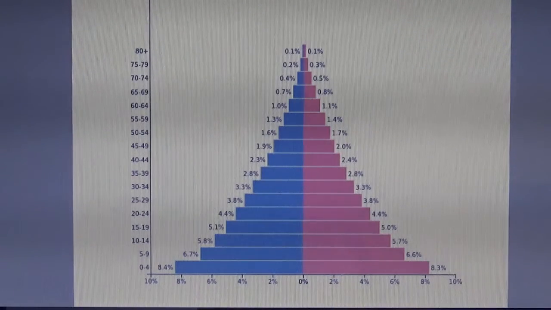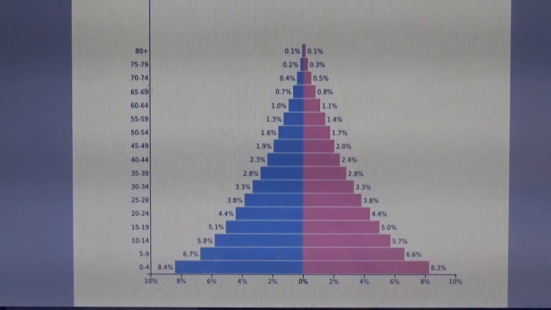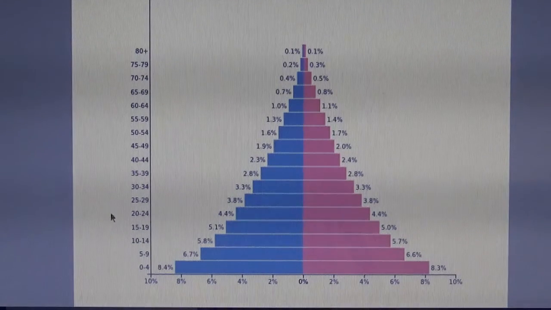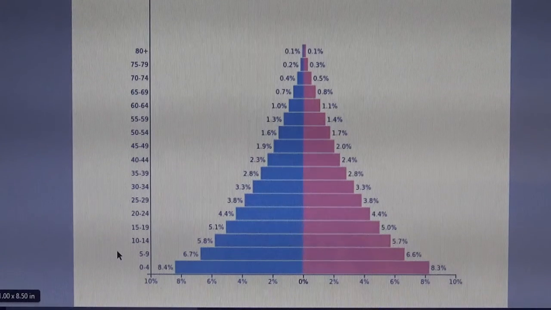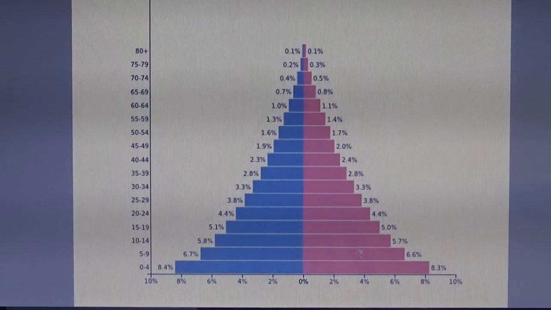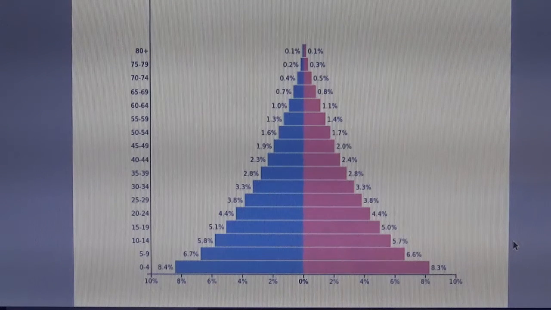The population size is depicted on the x-axis, the horizontal axis, right here at the bottom. And the age groups are represented on the y-axis, the vertical axis. Males are conventionally shown on the left, here in blue, and females on the right, in red. And they may be measured in raw numbers, in millions, or as a percentage of the total population. In this case, we have percentages.